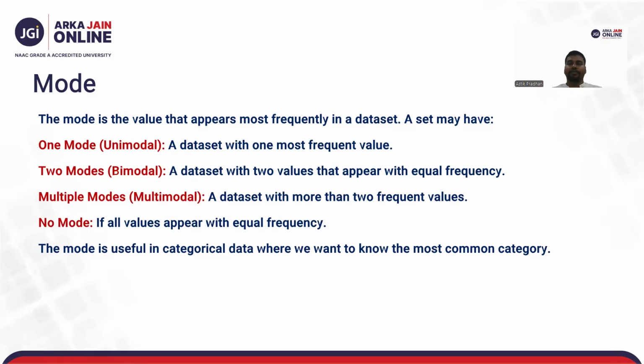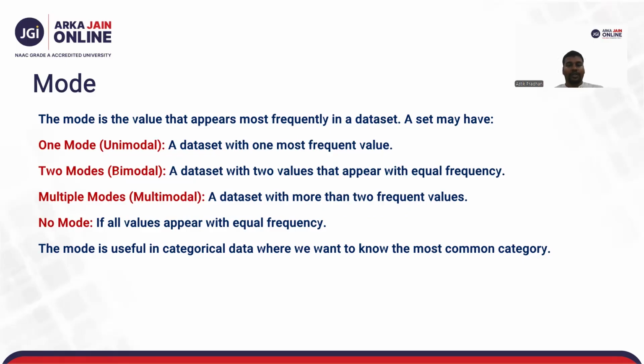Okay, so any value which is frequently arriving, like 1, 2, 3, 4 and 4. If this is the sequence, so 4 is what? Appearing more than one time, so it is a frequent value. Or like 1, 2, 1, 2, 1. In this case, 1 will be the frequent value. So mode will be what? 1. Okay, so unimodal: a data set with one most frequent value.